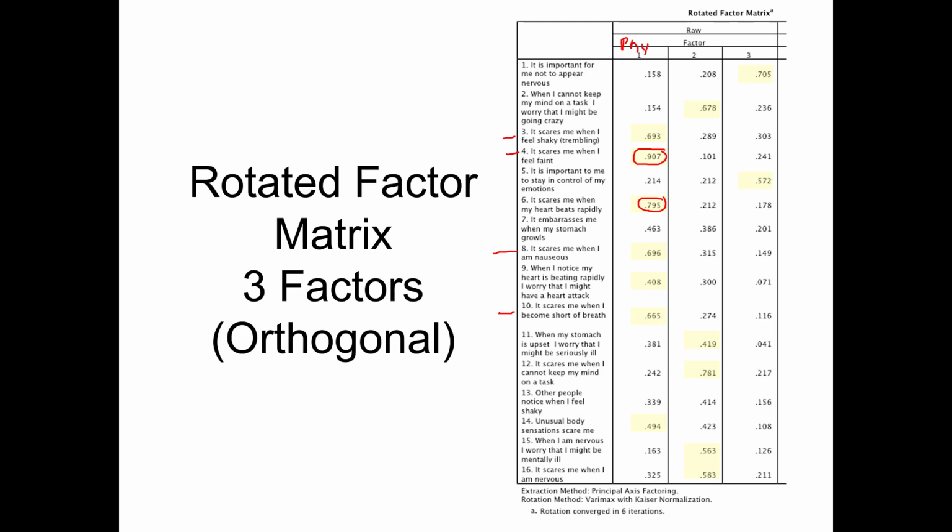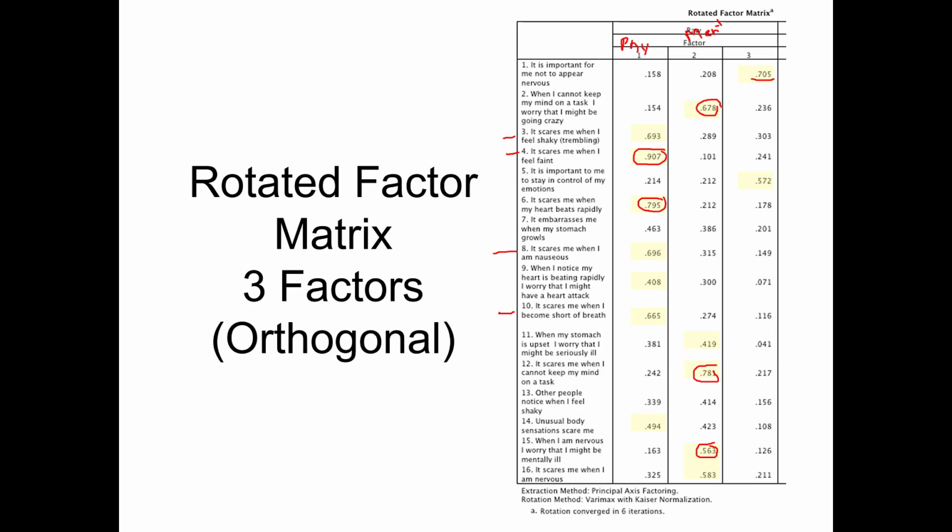The second factor is: I can't keep my mind on a task. I worry I might be going crazy. I worry that I might be going mentally ill. It scares me when I can't keep my mind on a task. This is what's been called mental incapacitation, the idea that if I get anxious, I'll go crazy. This is maybe the cognitive discontrol, losing my mind factor as well.